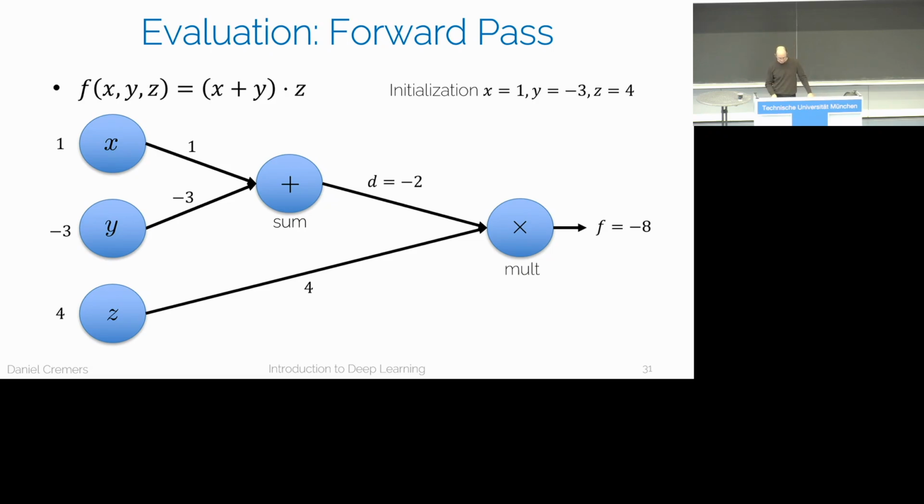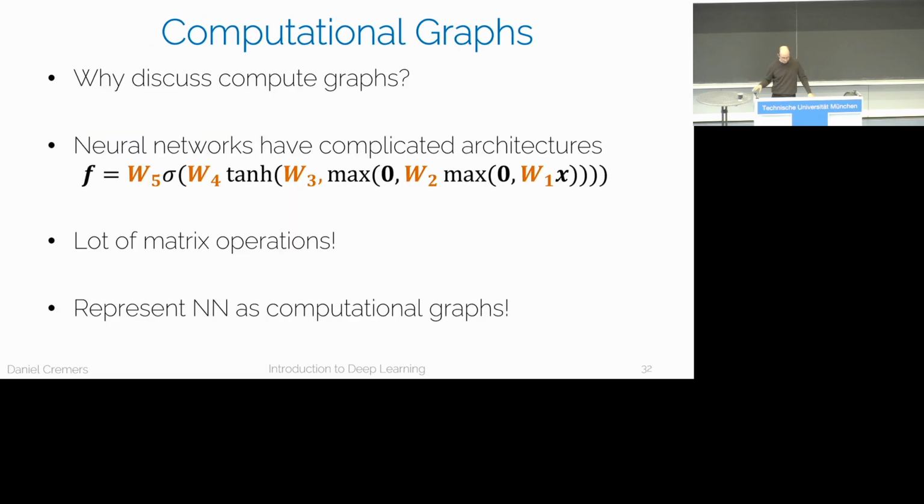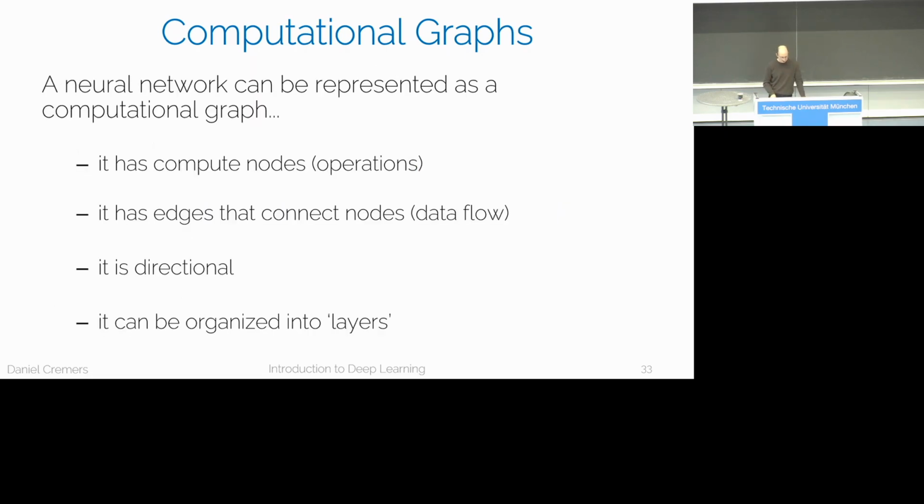And what we typically observe is, why do we discuss these compute graphs? Neural networks have complicated architectures. We've seen one of these, layered sums of weighted sums, nonlinearities, tons of matrix operations. I want to implement them efficiently, and for that I can use this representation of a computational graph. And I can represent the neural network as a computational graph and then do the computations based on that. So I can represent them as computational graphs. I have compute nodes, I have edges that connect the nodes, so there is a data flow.